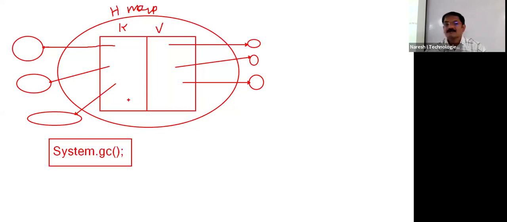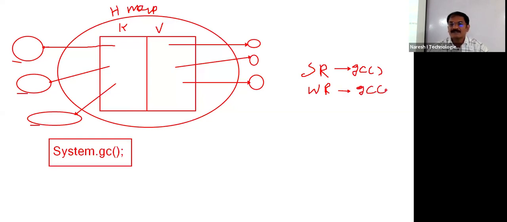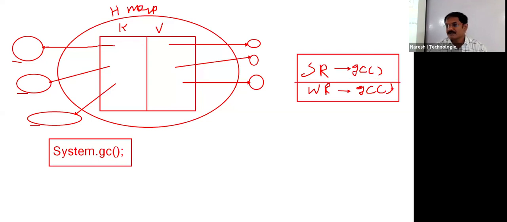An object held by the map can have two kinds of references. Number one, strong reference. Number two, weak reference. Strong reference means when the garbage collector is called, the object is not destroyed. Weak reference means when the garbage collector is called, the object is destroyed. That is called a weak reference.